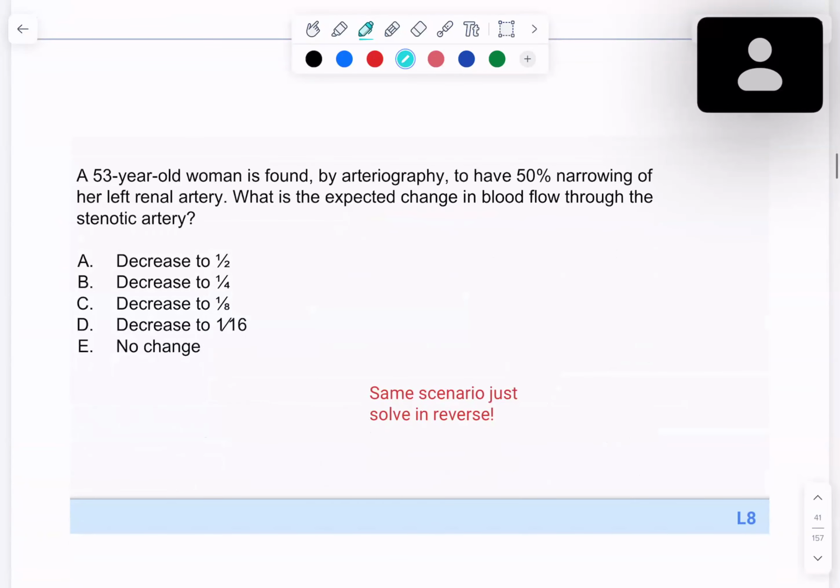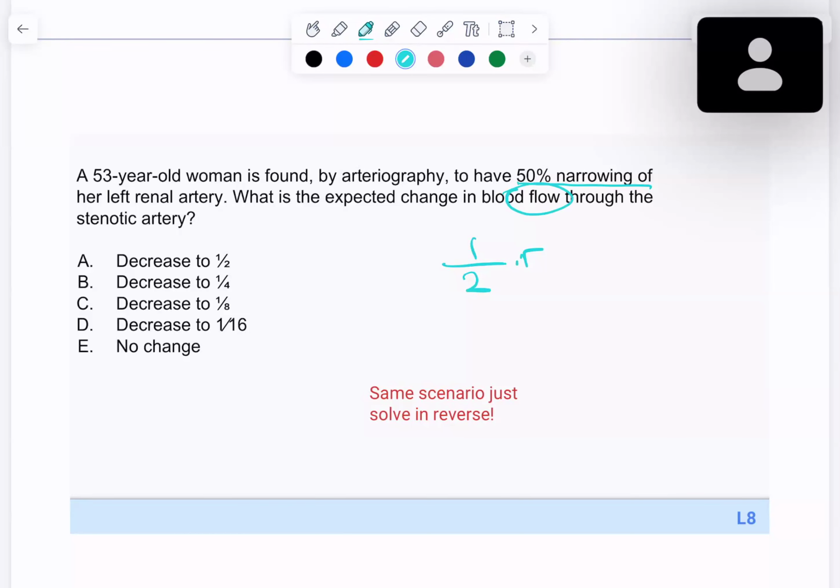And so when you come here, what I'm showing you in this question is that they can ask this question in reverse. So instead of starting with the flow, they can have you start with the radius. Here they're telling you that a 53-year-old woman is found to have 50% narrowing of her left renal artery, which is basically telling you that you're starting out with 1 over 2 times r. And what is the expected change in blood flow?